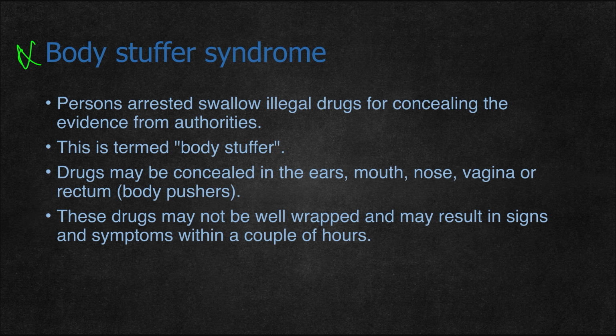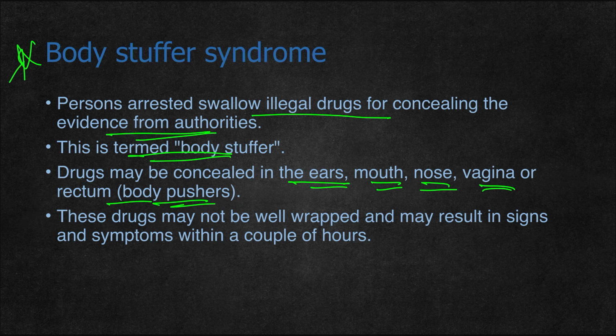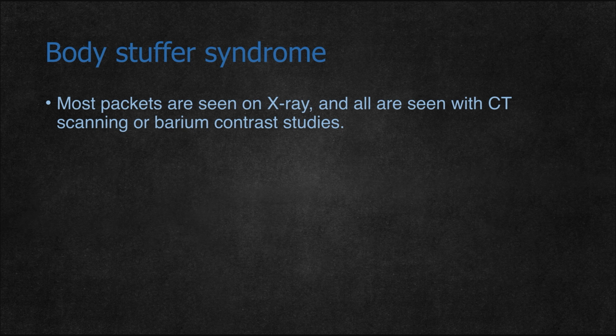Next form of smuggling is the body stuffers. Here the person, once arrested, may swallow the illegal drug to conceal the evidence from authorities. This is termed body stuffing. Here the person has not packed the drug, but to avoid getting arrested he may consume the drug immediately. Drugs may be concealed in ears, mouth, nose, vagina or rectum, also known as body pushers. This drug may not be well wrapped and may result in signs and symptoms within a couple of hours. Most packets can be seen in X-rays and are also seen with CT scanning or barium contrast studies.